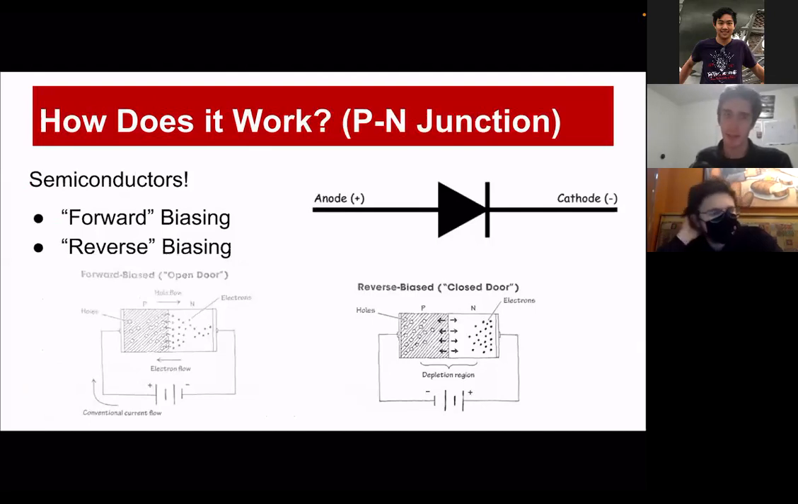So how do they work? Again, semiconductors, the same way transistors work. There are semiconductors of type P and type N. When they are biased a certain way, current is allowed to flow. You can see that in the forward biased or open door. When it's positive to the anode and negative to the cathode, current is allowed to flow. When you flip it the other way, current is not allowed to flow.